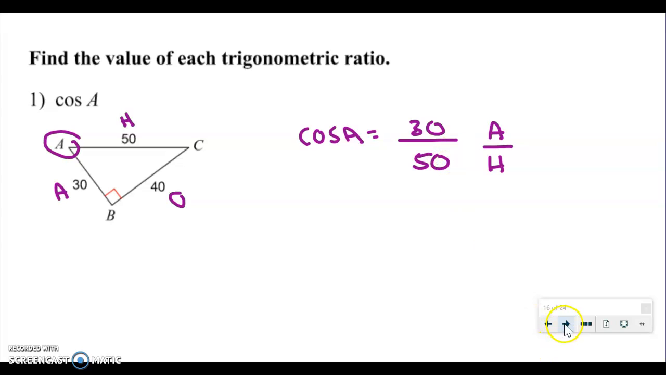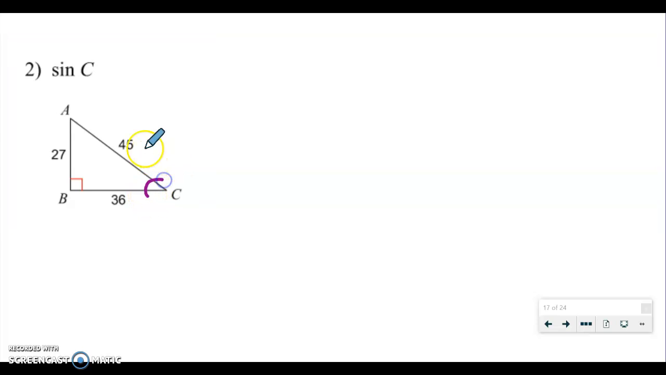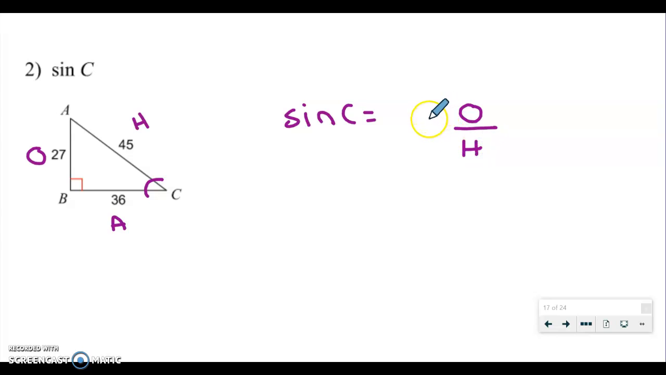Okay. For this next one, we're looking at the sine of angle C. So we want to identify the hypotenuse, then we want to identify the opposite, and then we want to identify the adjacent. So sine of C is going to be whatever the opposite side is over the hypotenuse. So that's going to be 27 over 45. So you guys are going to be asked a couple questions in a second. All you guys have to do is tell me what that ratio is.